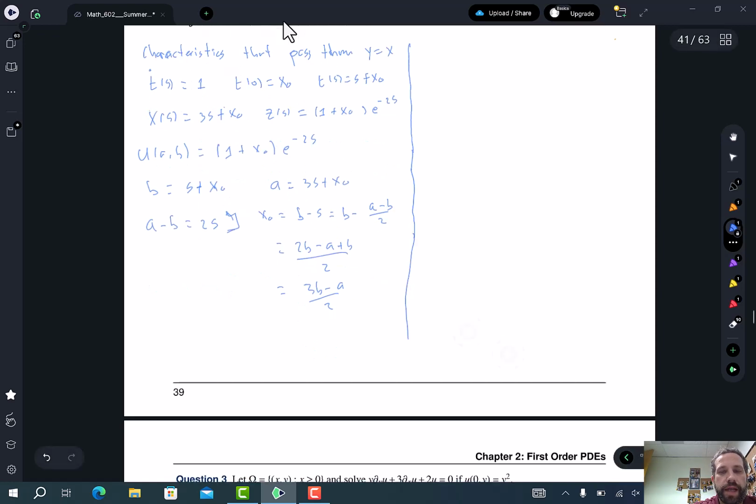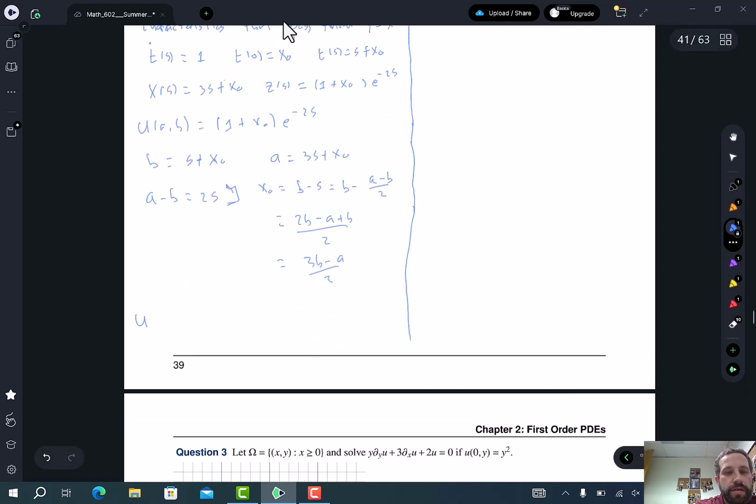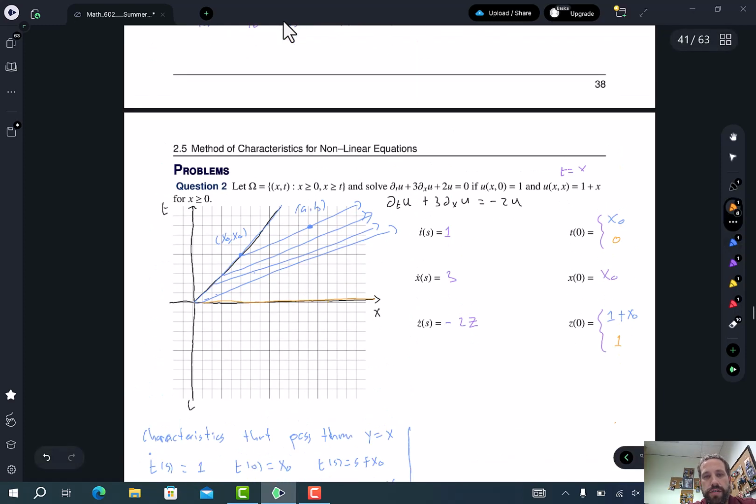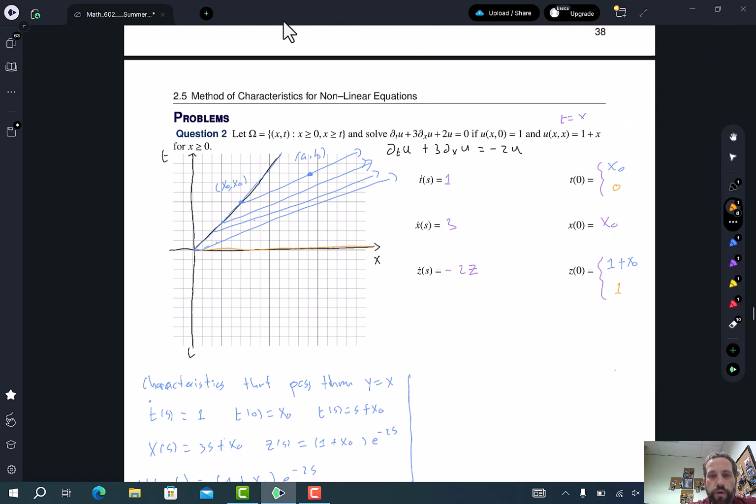So on this side of the plane, I have u of AB is going to be equal to 1 plus x naught, which is 1 plus (3B minus A) over 2, times e to the minus 2s. But 2s is A minus B, so this is just going to be e to the B minus A. So minus 2s is going to be B minus A. Okay, good.